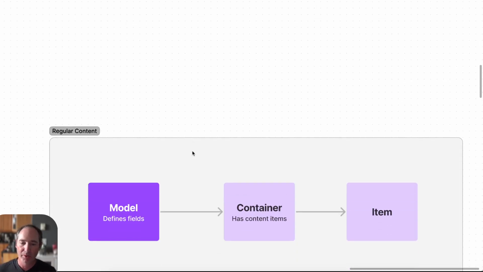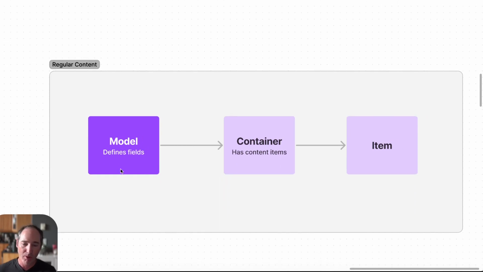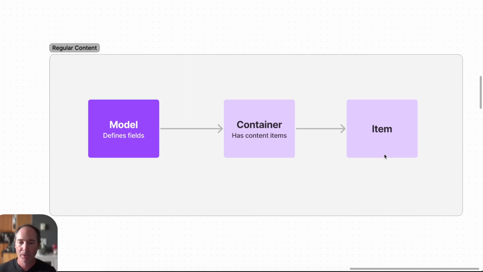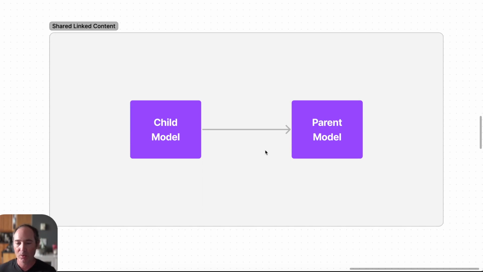Now, in our previous video, we talked about regular content, where we have a model that defines the fields for a container, which has content items in it. When we talk about linked content, we can talk about how models are going to relate to each other. So we can have shared linked content, where we have a child model and a parent model.